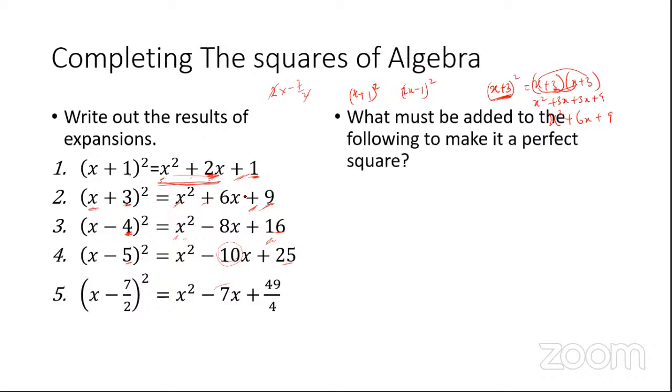So in case you have been asked, look at this question now. It said, what must be added to the following to make it a perfect square? X squared minus 4x. You can see they just give us x squared minus 4x. We want to know whether it's the perfect square.